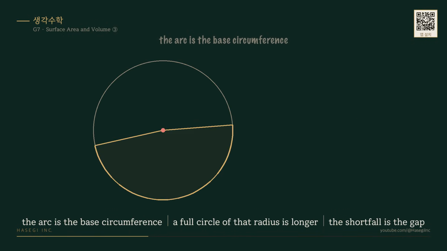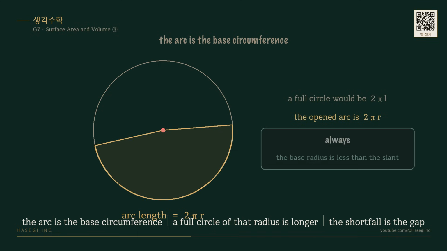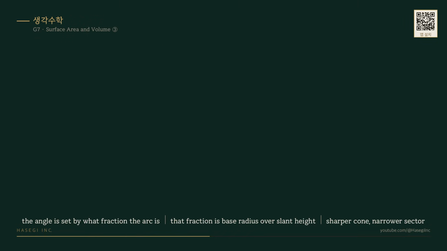Now, why it falls short? That arc used to be the rim of the base, so its length is the circumference of the base. But a whole circle of radius equal to the slant height would have a much longer circumference. The base radius is always shorter than the slant height, so the arc always falls short, and the shortfall is exactly the gap. The size of the gap comes out as a number.